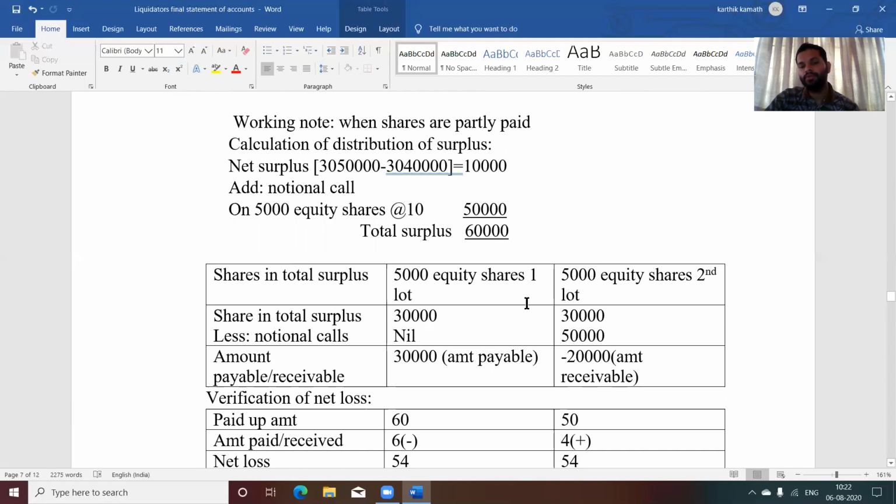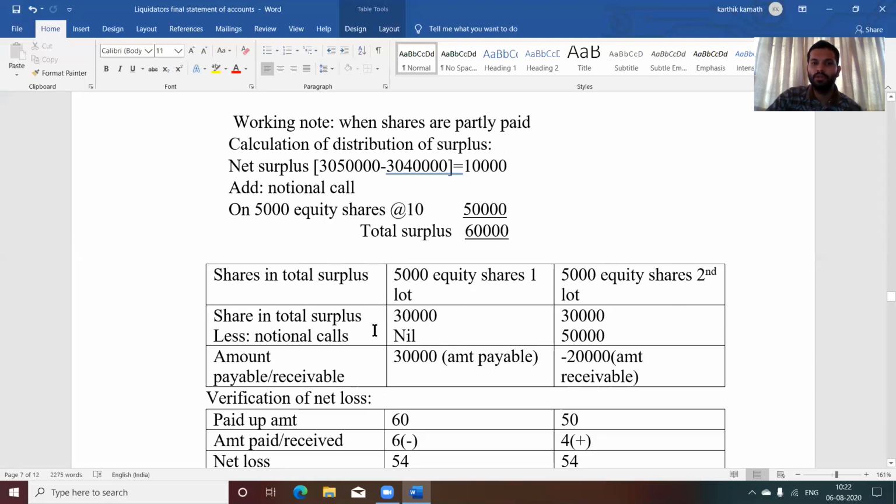How have you distributed the amount between the two classes of shareholder? Total surplus is 60,000. Equity shares of the first class are 5,000, and equity shares of the second class are also 5,000. So you need to take the ratio. 5,000 is to 5,000, that is nothing but 1 is to 1. So now distribute the total surplus among both classes of shareholder, that is 30,000 and 30,000.